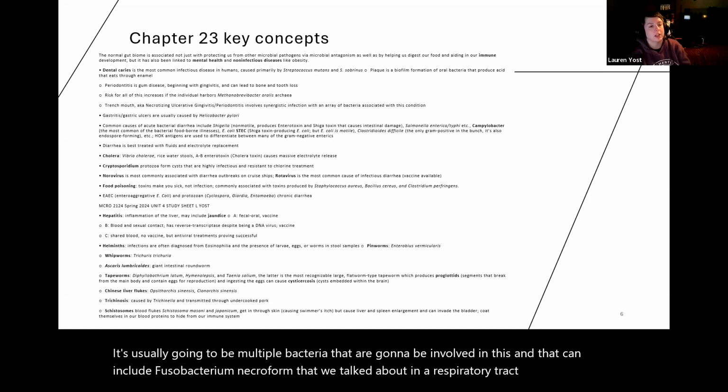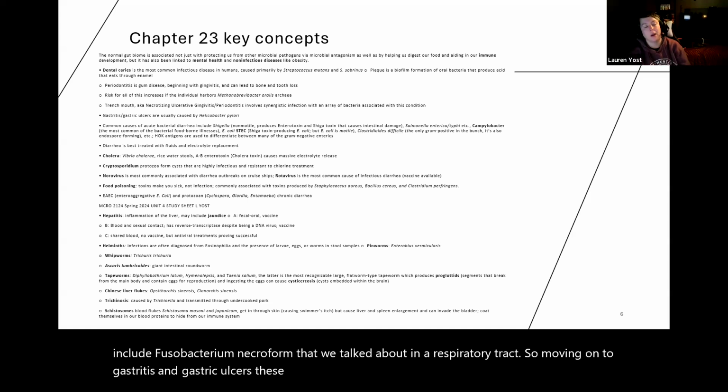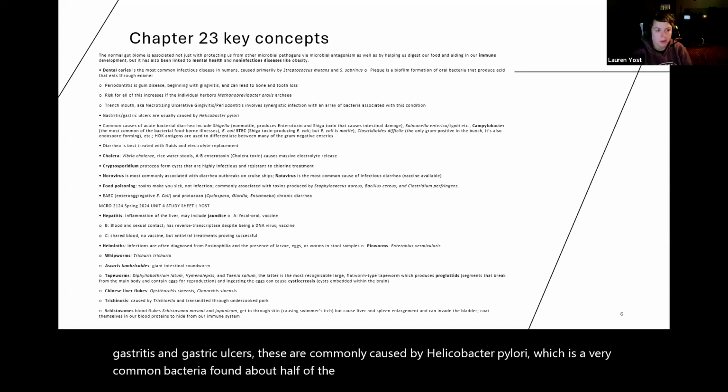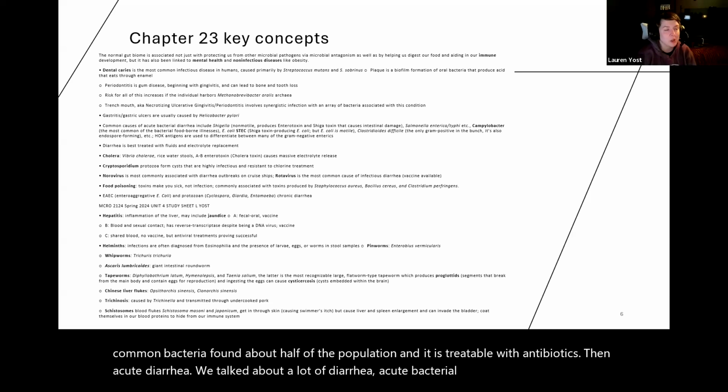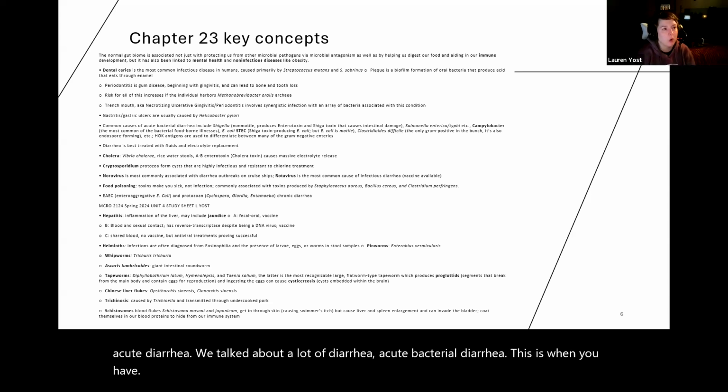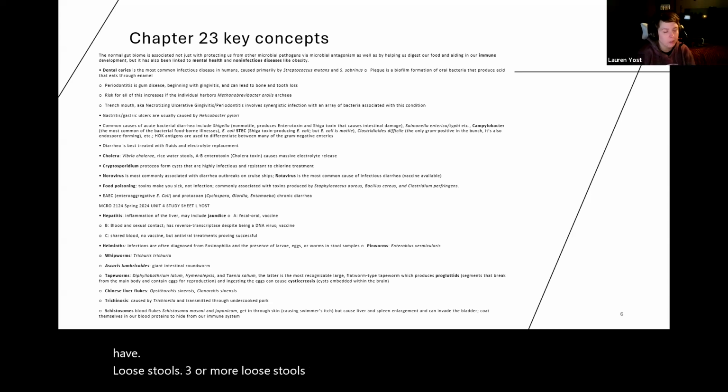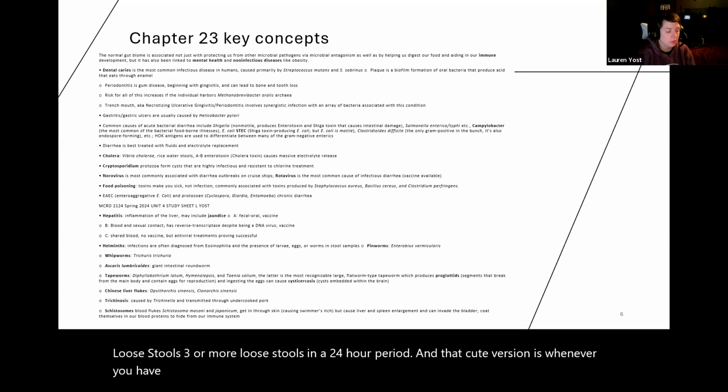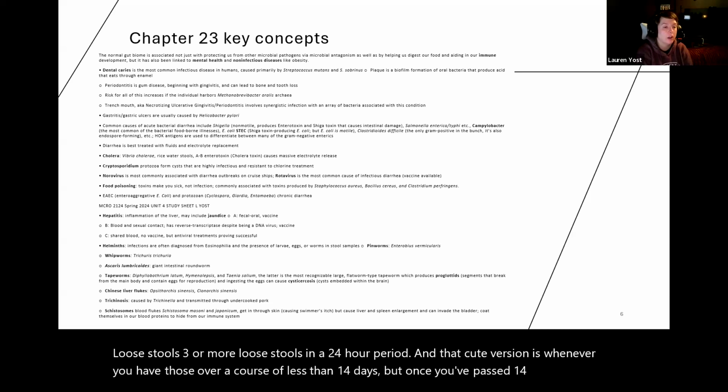So moving on to gastritis and gastric ulcers. These are commonly caused by Helicobacter pylori, which is a very common bacteria found in about half of the population, and it is treatable with antibiotics. Then acute diarrhea. We talked about a lot of diarrhea. Acute bacterial diarrhea is when you have three or more loose stools in a 24-hour period. And the acute version is whenever you have those over a course of less than 14 days, but once you've passed 14 days, then you're getting into the chronic diarrhea.